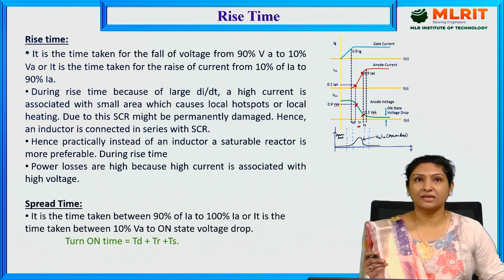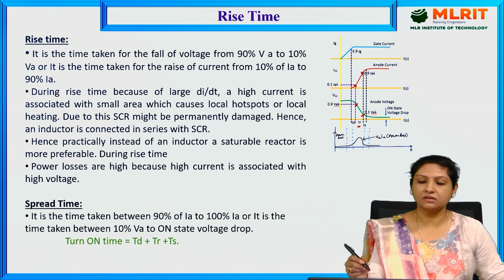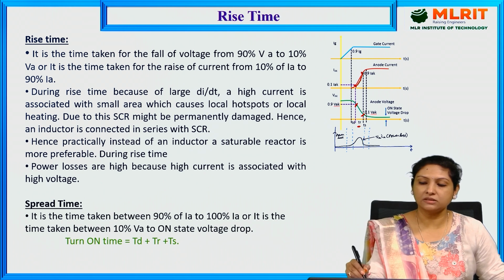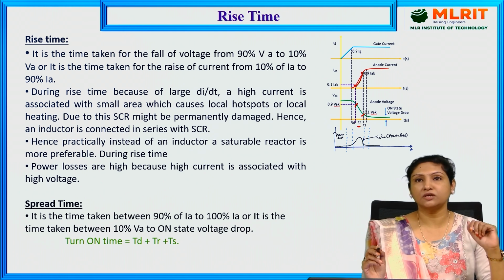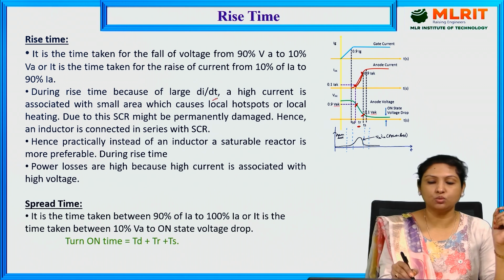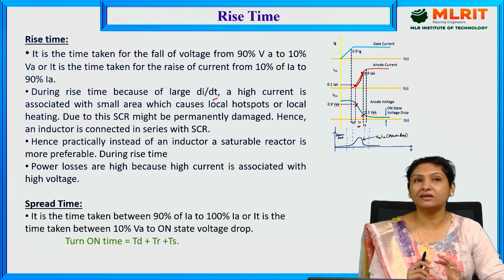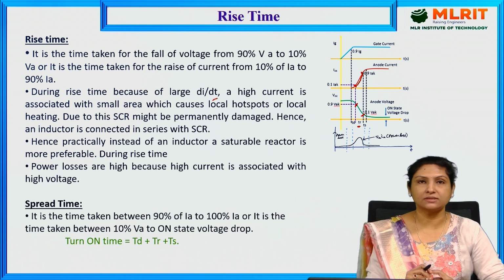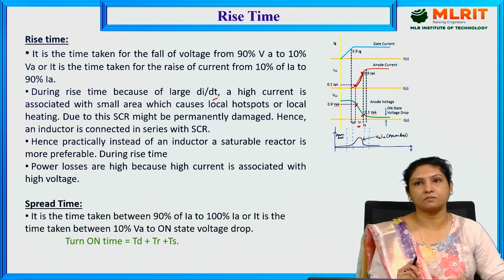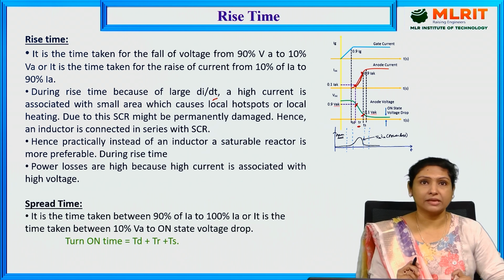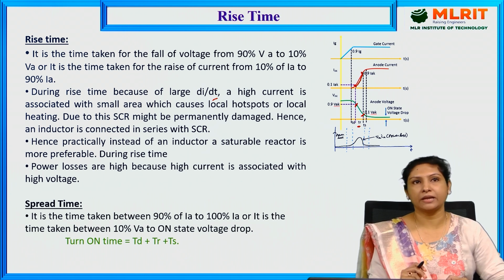During rise time, because of large di by dt, that is the current which is being increased is very high, and there is a high rate of change of current with respect to time, and this high current is associated with a small area which causes local hotspots or local heating. So due to this, the SCR might be permanently damaged.